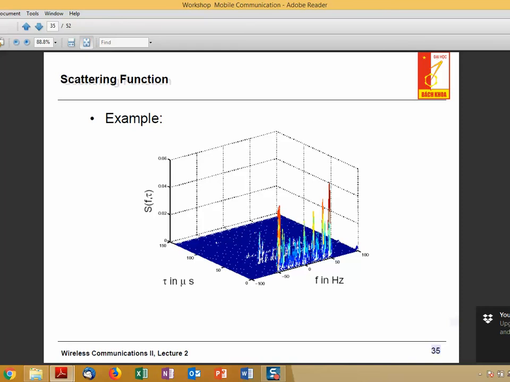This is a measurement that I made in Hanover, Germany in 2002, when I did my PhD. With my colleagues in Hanover, we measured the channel. We took a car and ran around the city, and we sent a single sinusoidal signal. So we transmit the signal like this.